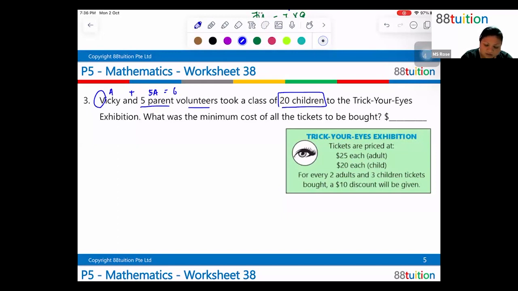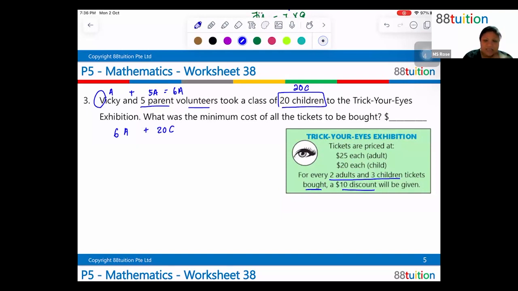Okay, so total 6 adults and a class of 20 children. Very good. Now each adult ticket costs $25, each child ticket costs $20, but for every 2 adults and 3 children tickets bought, there's a $10 discount. So now we have 6 adults and 20 children.